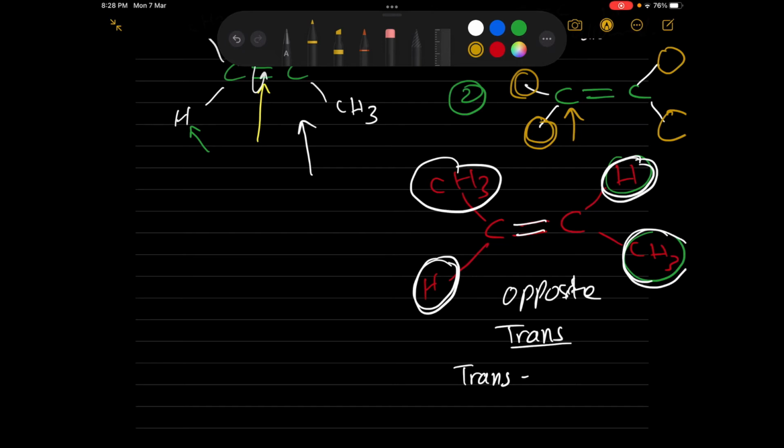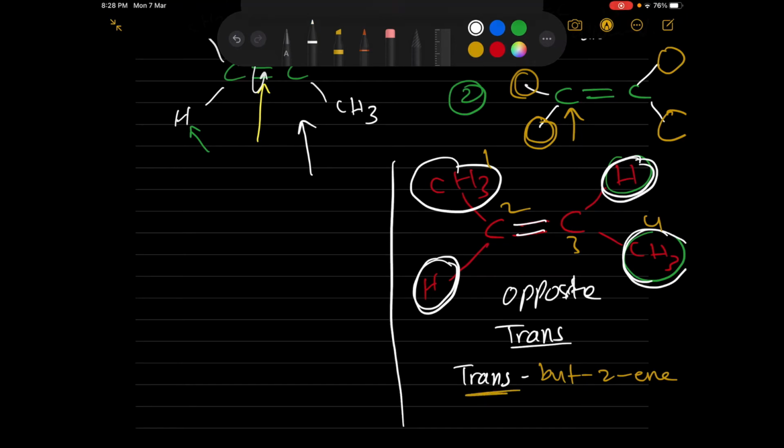How to name this alkene? We take the longest chain. We have 1, 2, 3, 4, and actually this is but-2-ene. Okay, so this is a trans. You must draw it in trans. But if you have a trans, then you have cis, which is the other geometrical isomer.